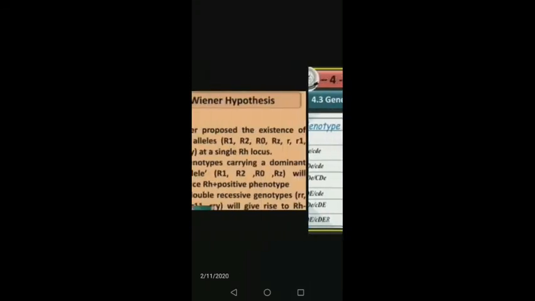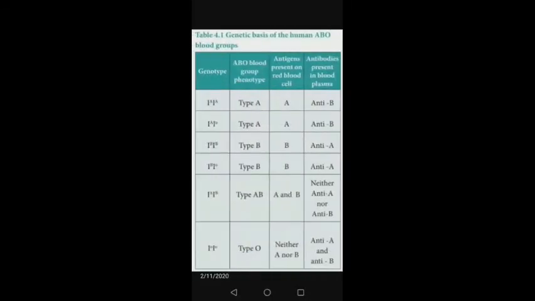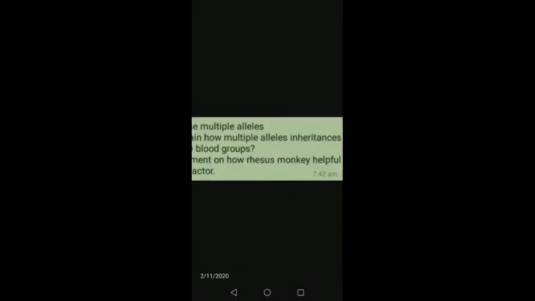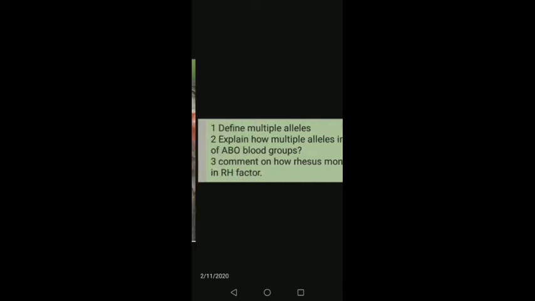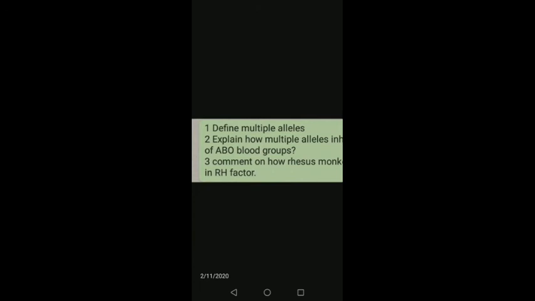Okay, today's questions are here. You have to learn what multiple alleles are, and explain how multiple alleles are inherited in ABO blood groups. Comment on how the Rhesus monkey is helpful in the Rh factor. Just learn all these 3 questions. The first one is 2 marks, the remaining 2 are 5 marks.